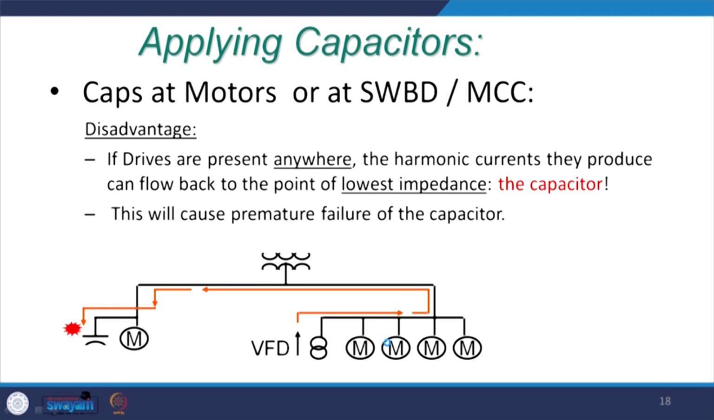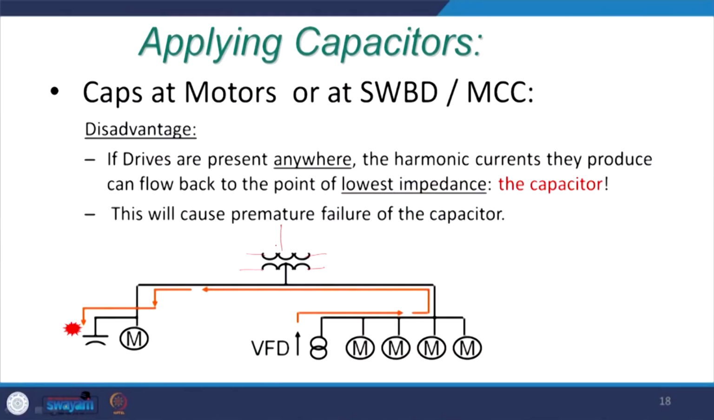So, we require to put the capacitor, I have told you, to mitigate the reactive power problem, but if there is an adjustable speed drive, then there will be a lot of disadvantages. So, placing of this capacitor when you have this adjustable speed drive, there is a problem.